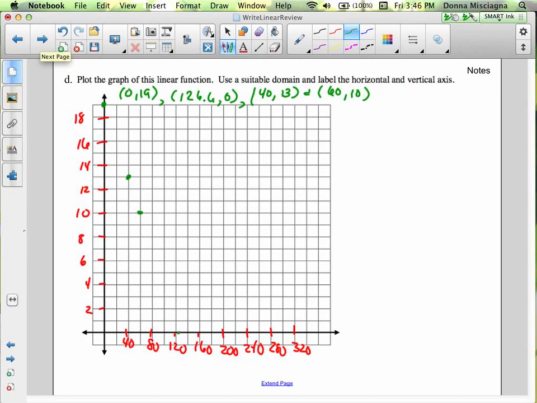All right, so now we're going to connect those points. You use a ruler, I'll use a line tool, and we'll all be done.